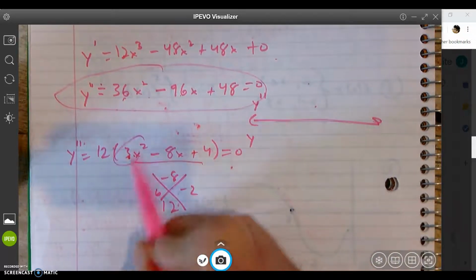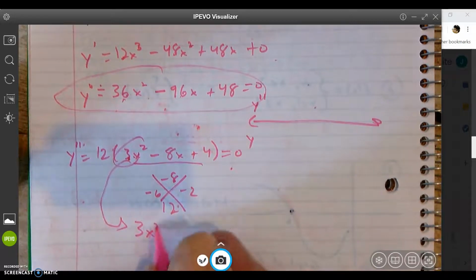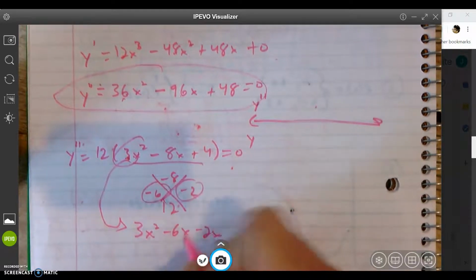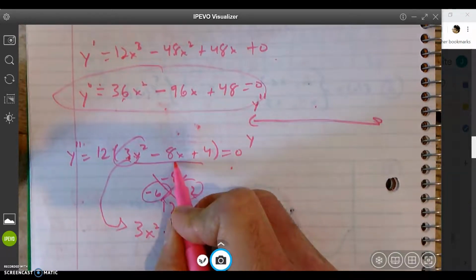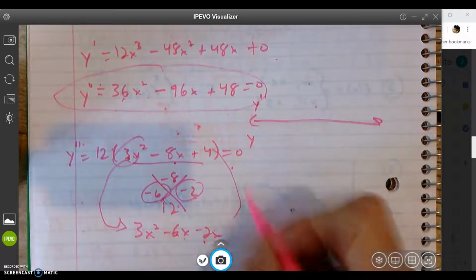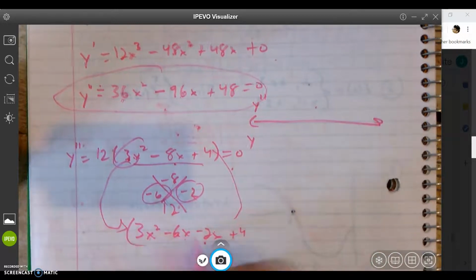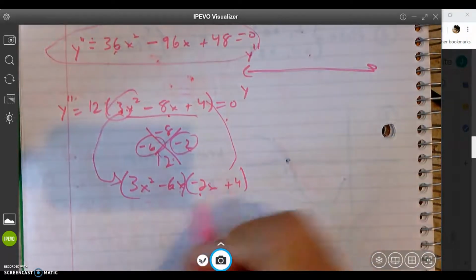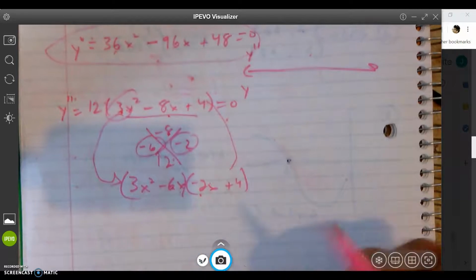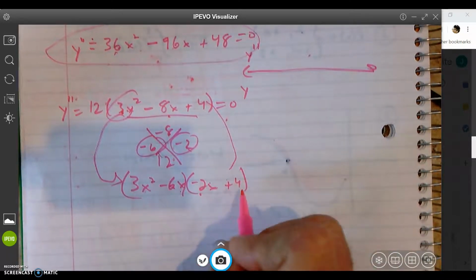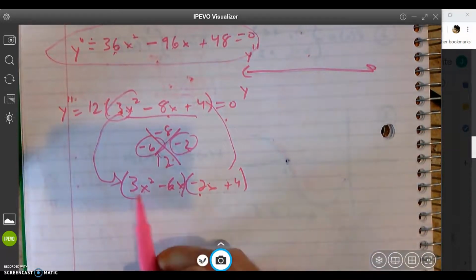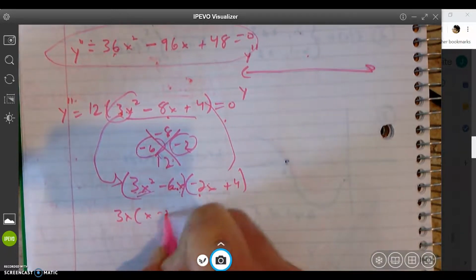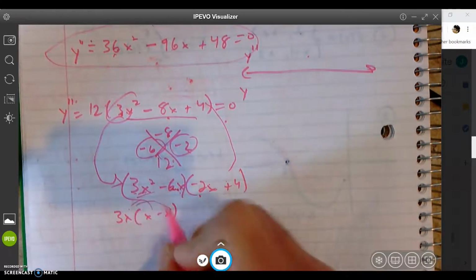So I bring this down: 3x squared minus 6x minus 2x. These essentially become this, because negative 6x and negative 2x is negative 8x. And then just bring the last term down, plus 4. And you can practice these if you need to, because this might be on the test. I don't know. They test everything that you've ever learned in math. So this is one of the things you should have learned. What can I factor out of here? 3x.